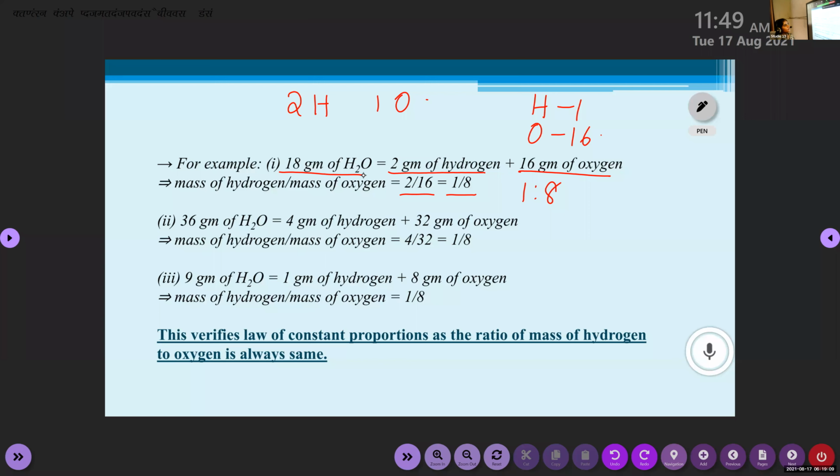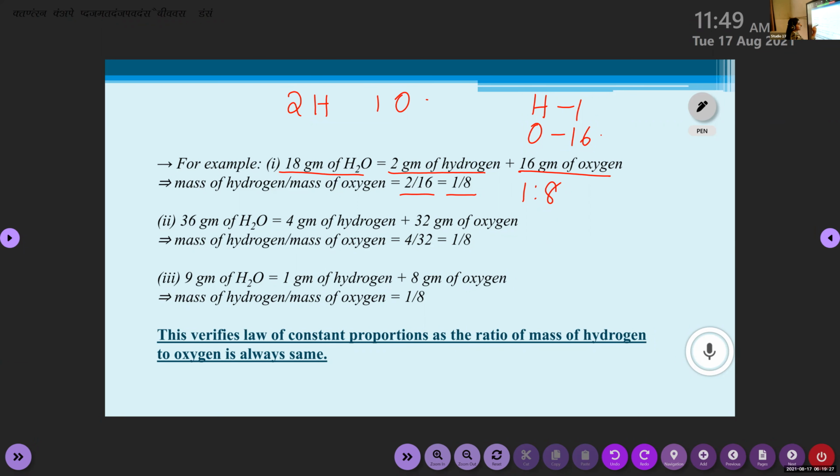So through this example, you can state 2 laws. The law of conservation of mass is also stated here, because 18 gram of product is obtained. When you add the reactants' mass also, you obtain 18. That means mass of the reactant remains constant throughout the reaction.